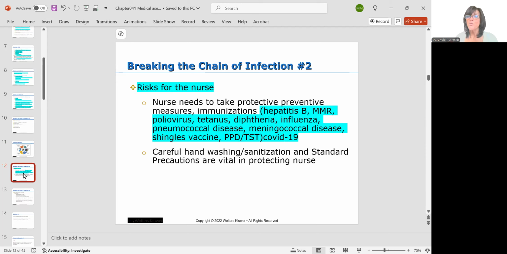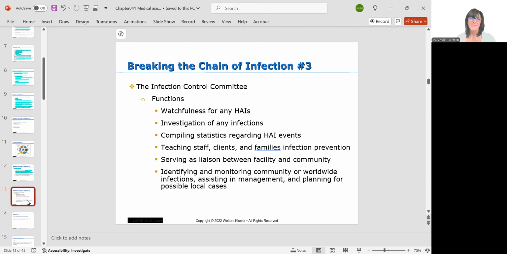So, what are the risks for nurses? You make sure you get your immunizations, right? Take preventative measures. Hepatitis B, MMR, polio, tetanus, diphtheria, the flu, pneumococcal, meningococcal, the shingles, COVID-19, your PPD testing. And wash your hands, wash your hands, wash your hands. Most facilities will have an infection control committee or an infection control team, or at least an infection control nurse.